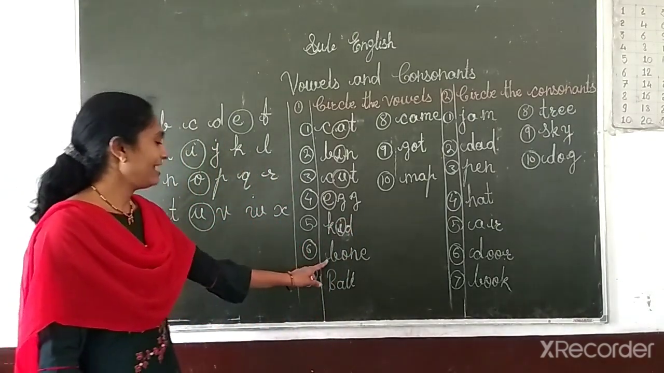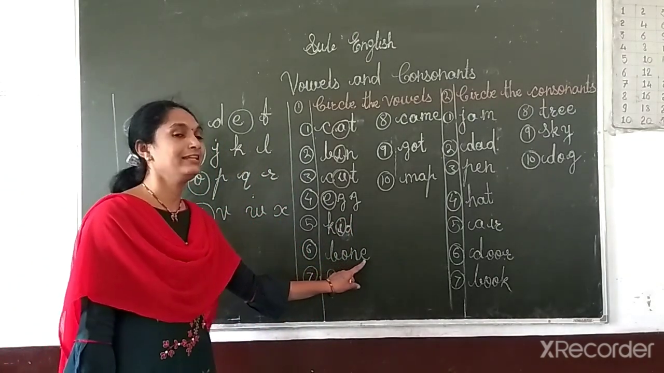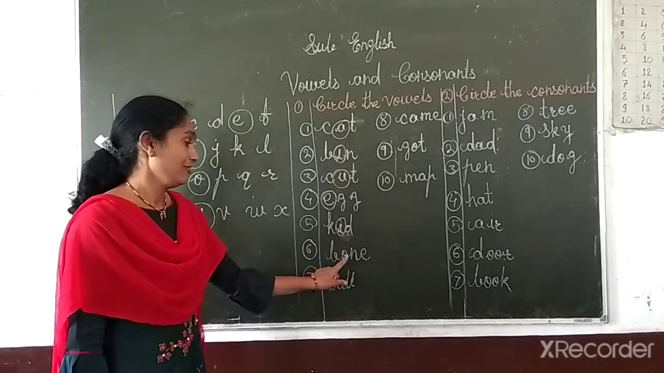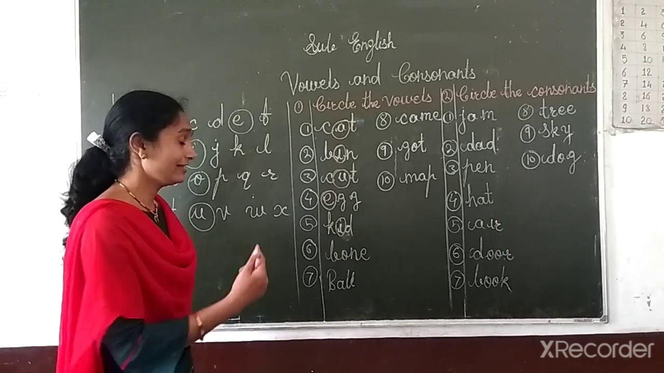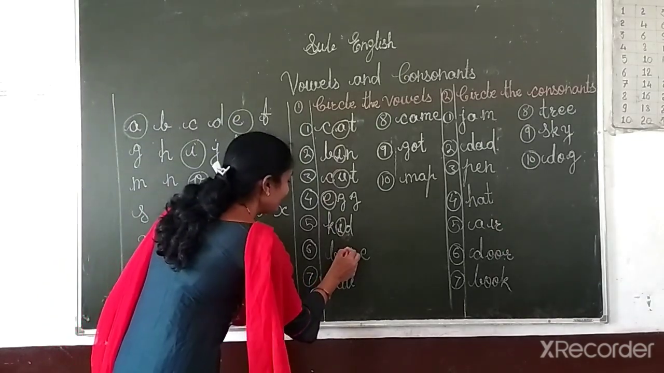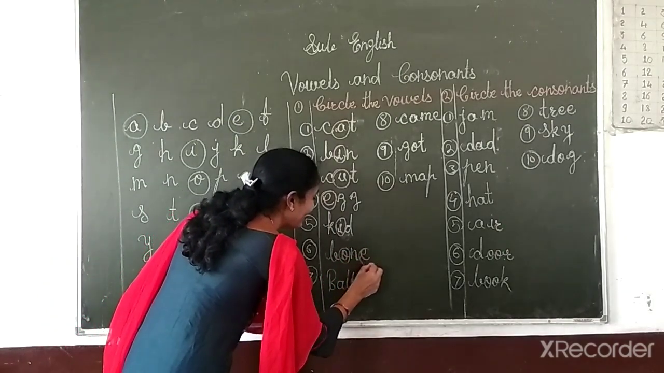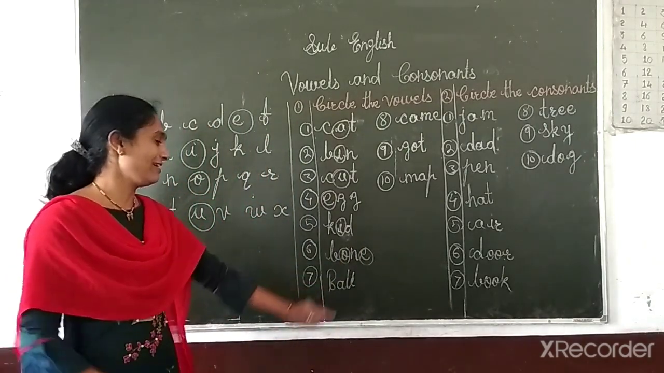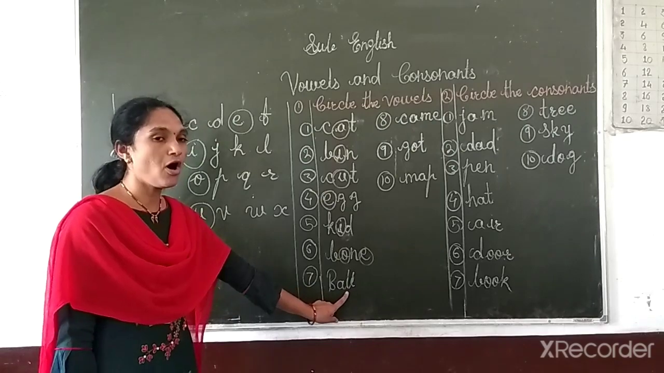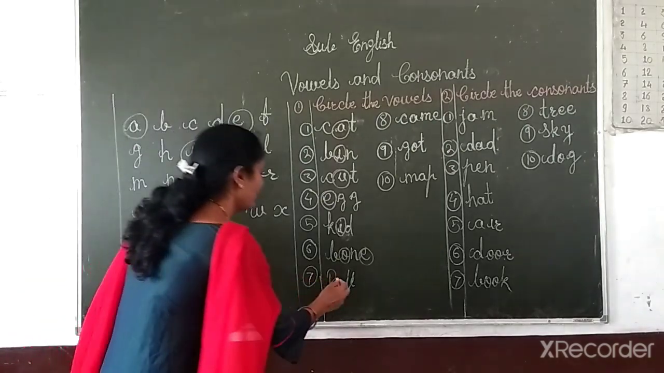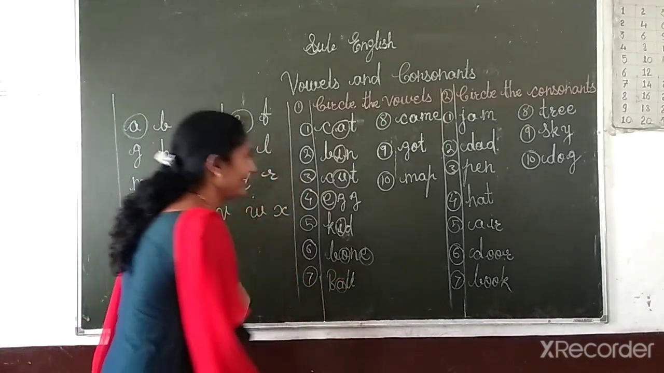Okay. Then the next word, B-O-N-E, bone. Which is the vowel? Is it one or two vowels? Yes, I think there are two vowels. Which are they? O and E. Then the next word, B-A-L-L, ball. Here is only one vowel, and that is A.